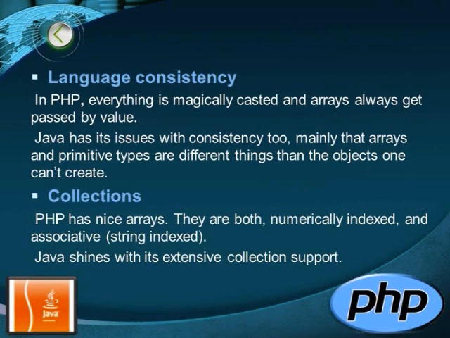Language consistency. PHP has the following features. Everything is magically cast: integers to strings, strings to integers, strings to booleans. Arrays always get passed by value. So if you assign an array to a variable, you are copying all its content to a new array, and modifications get lost. Java has its issues with consistency too. Mainly, arrays and primitive types are different from objects, and one can't create them. However, this is not an issue any developer would face in creating an application. Java is also a stricter language. This can be a subjective issue.